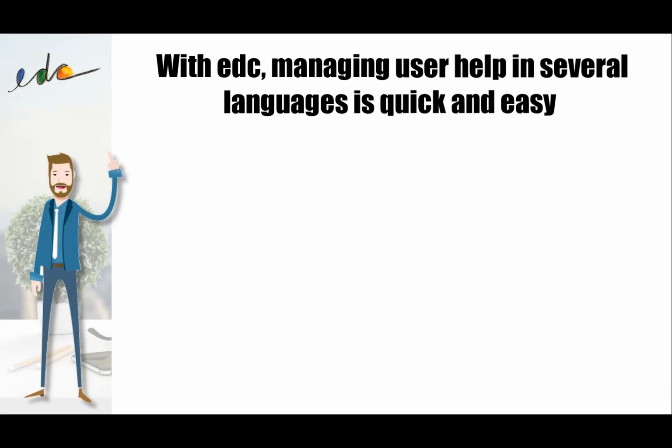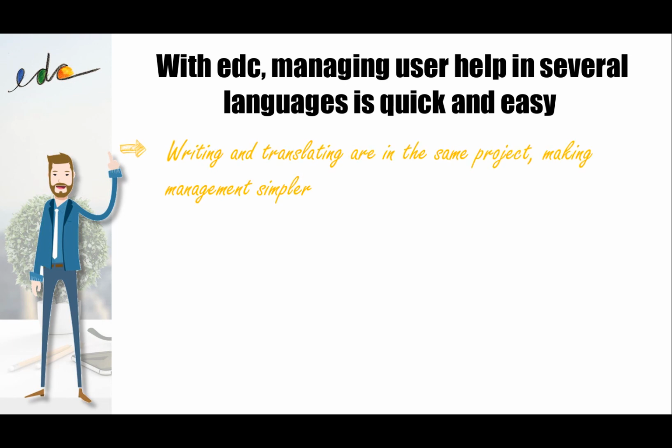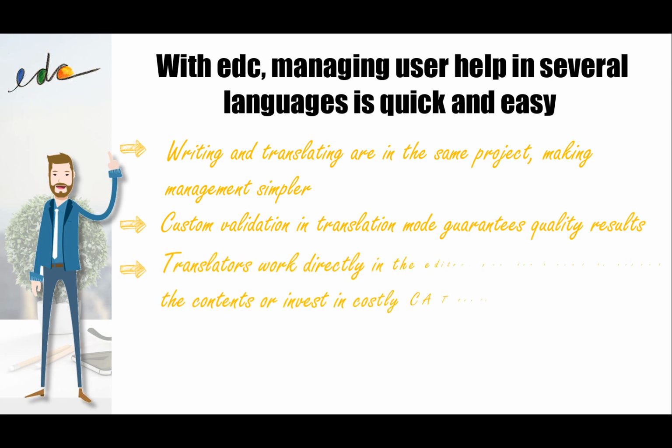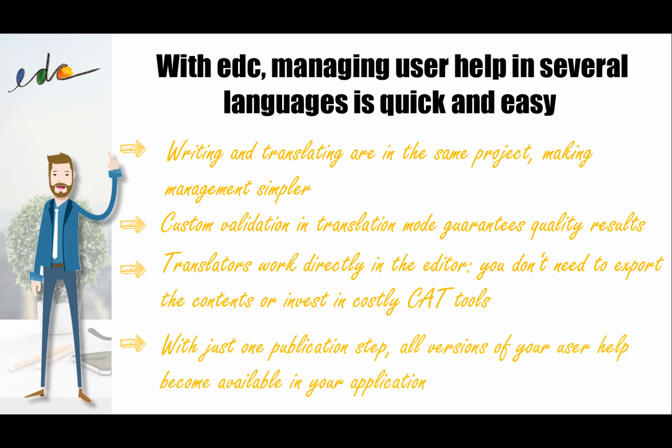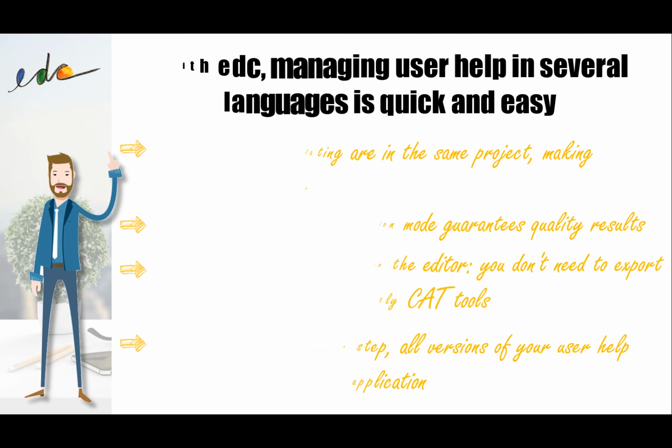With EDC, managing user help in several languages is quick and easy. Writing and translating are in the same project, making management simpler. Custom validation in translation mode guarantees quality results. Translators work directly in the editor. You don't need to export the contents or invest in costly CAT tools. With just one publication step, all versions of your user help become available in your application.